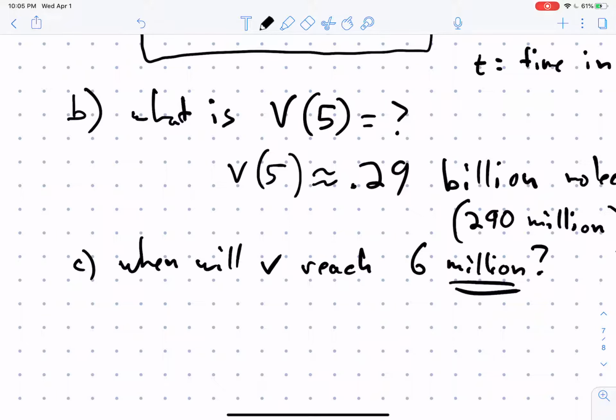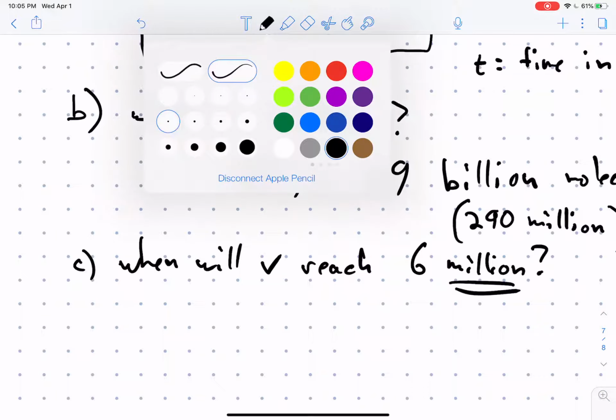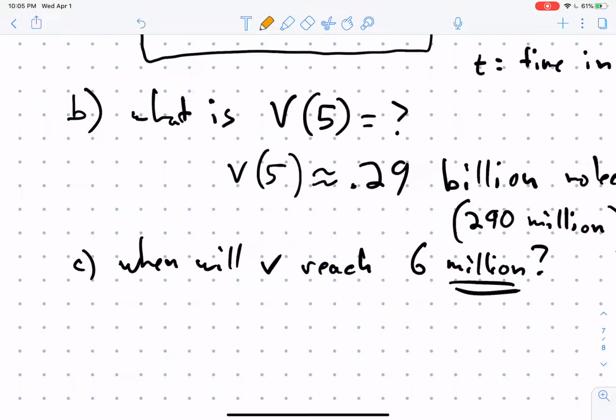So, of course, you can do this more formally, but just informally, if 6 million is our starting number, if we want to change it to billions, we're going to move it 1, 2, 3 spaces, and then we're going to change it to billions. And what does that give us? 6 million is 0.006 billion.